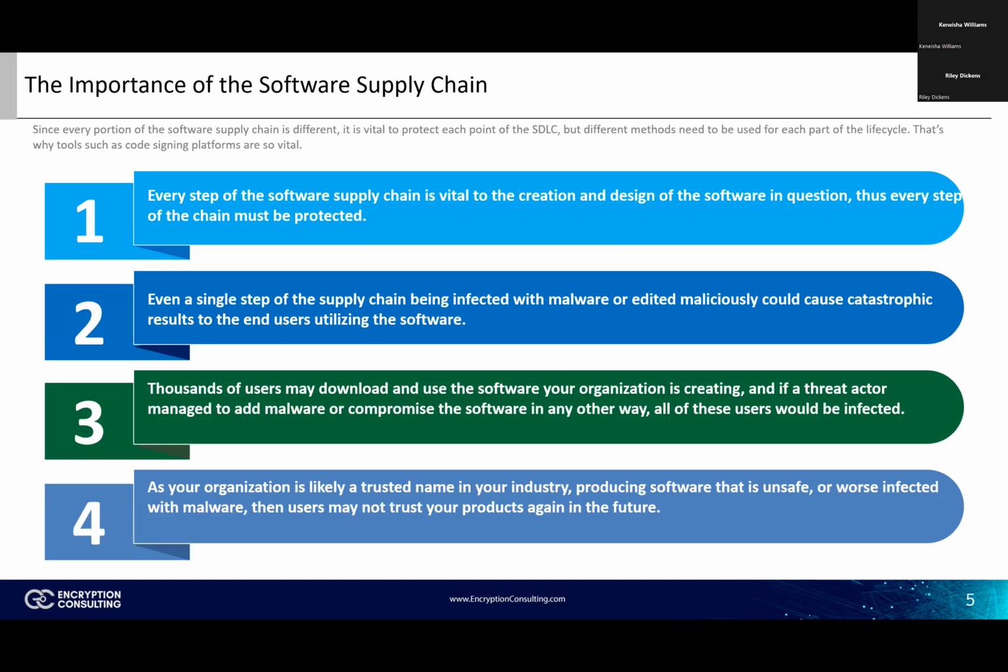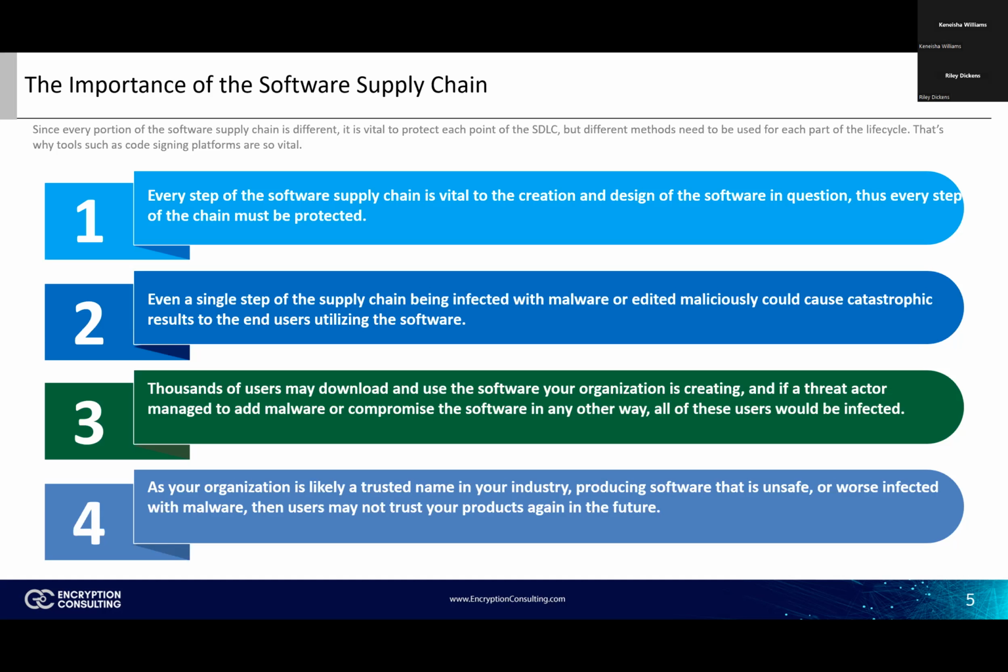Now, moving on into a little bit more on the importance of the software supply chain. Like I mentioned, every step of this software supply chain is vital to the creation and design of that software, and so every step needs to be protected. And the reason I bring up protecting at every point in the chain is because malware could be introduced in a phase as simple as the design phase. And if it occurs there and it's not being checked throughout the supply chain, then catastrophic issues could occur, where a threat actor could introduce malware to every single user or end user of that product, including the developers of the code.